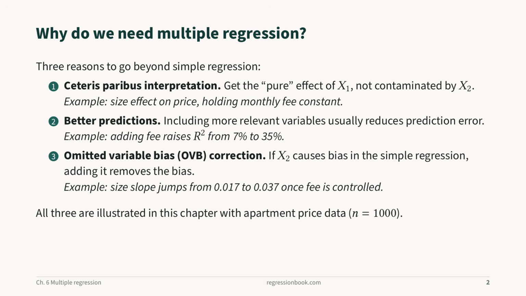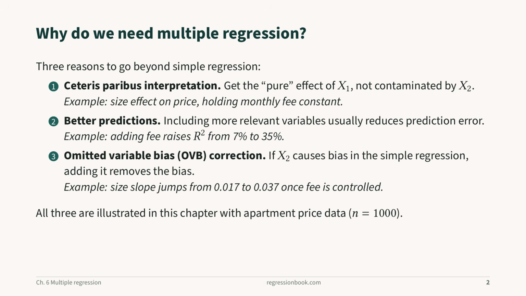Why go beyond one regressor? 3 reasons, each previewed with a number. First, the ceteris paribus interpretation, the size effect on price holding the monthly fee constant. Second, better predictions. Adding the fee raises R² from 7% to 35%.